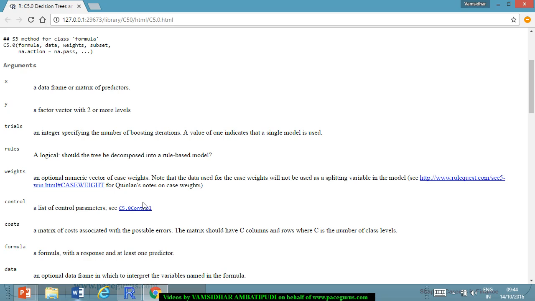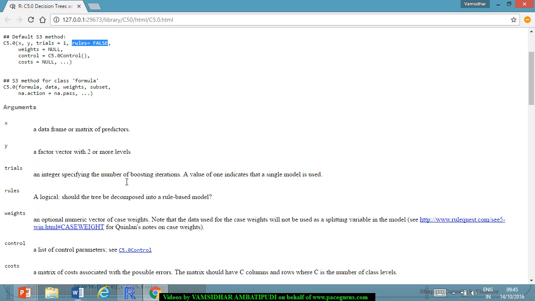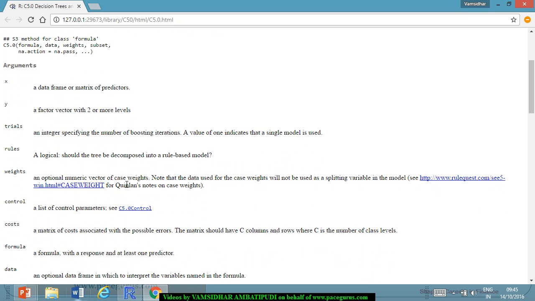Then weights. By default, all the rows, all the records, all the cases that we are considering will have equal weights itself. But if I really want different weights for different kinds of data while doing the splitting, then I can very well specify the weights as well.